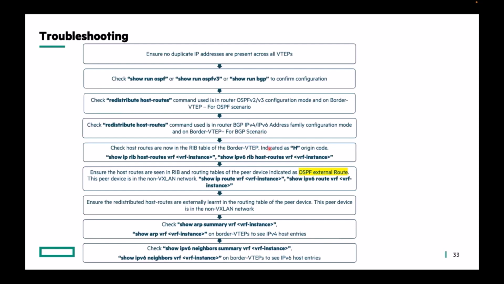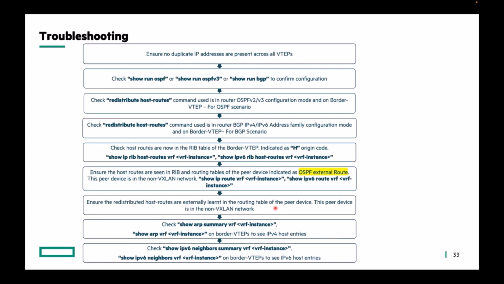To check whether that particular host is present in the RIB, you can use this particular command and understand whether it's been successfully redistributed locally, right? And you can use these commands to do that. Ensure the host routes are seen in the RIB and routing table of the peer device, the WAN router, right? And it will be seen as an OSPF external route there. And you can use the IP routing table output for that.